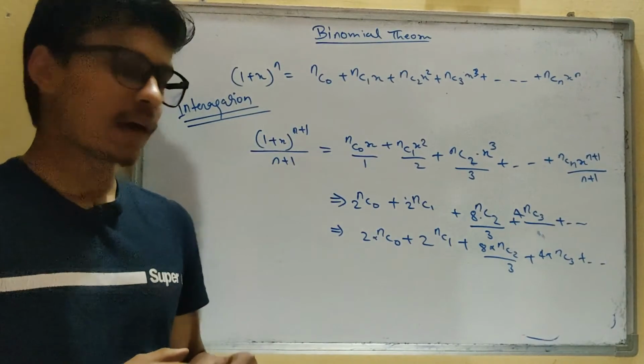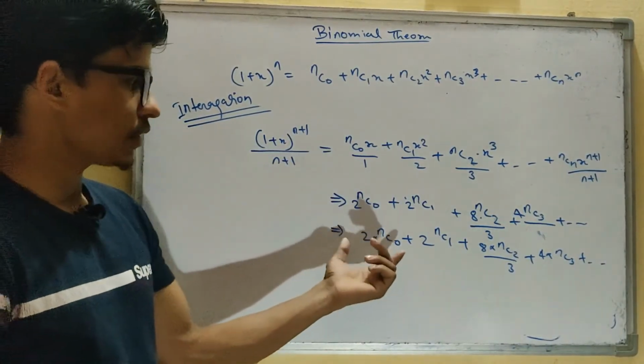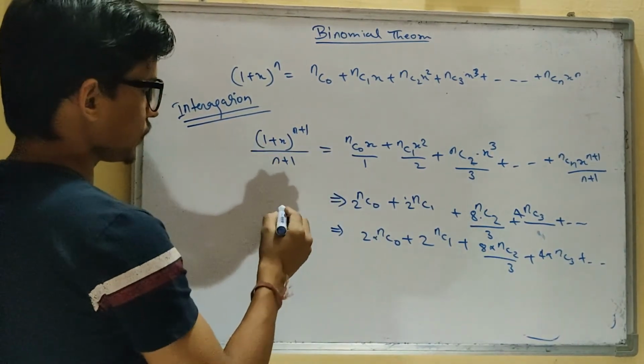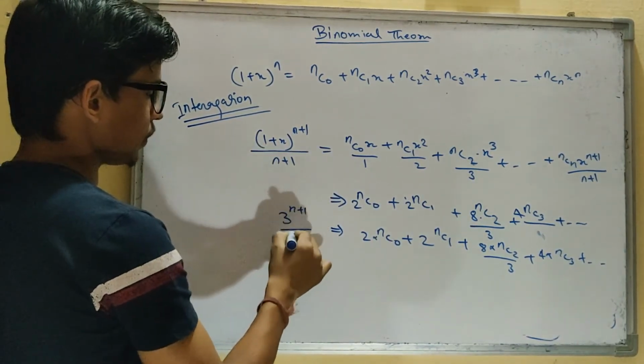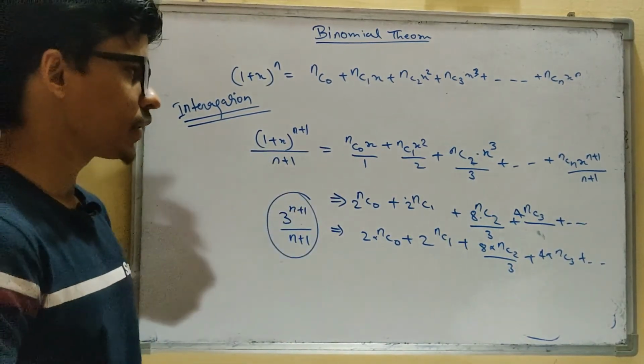What I have done is I have just substituted the value of x by 2. If you substitute x equals 2, it is going to be 2 plus 1, which is 3. So 3 to the power n + 1 divided by n + 1. So our answer is like this. This is how you have to do it.